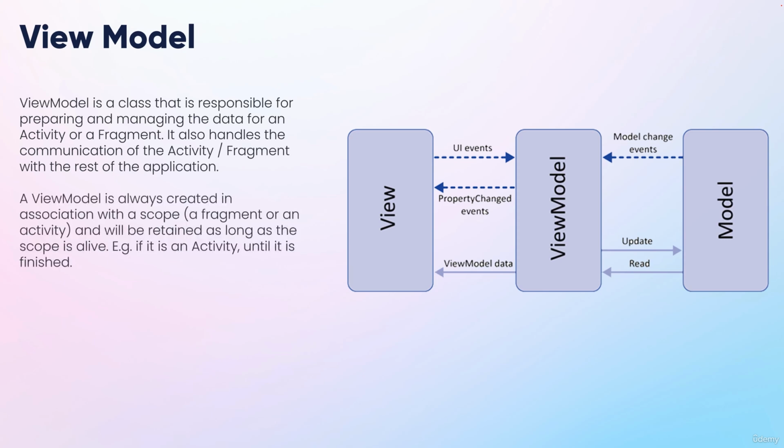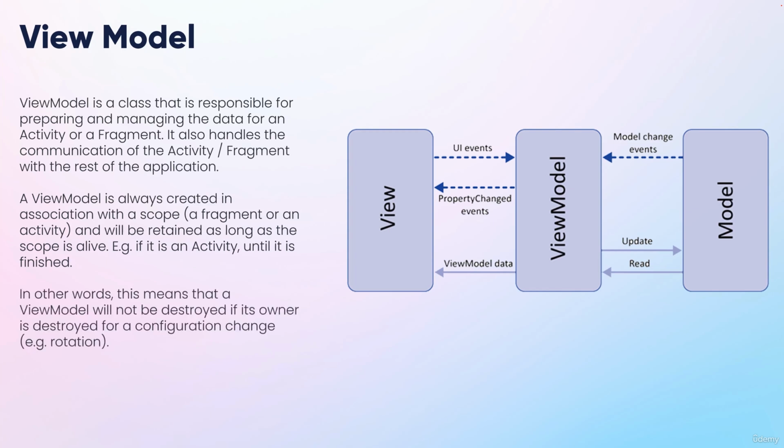A ViewModel is always created in association with a scope, a fragment, or an activity, and will be retained as long as the scope is alive. For example, if it is an activity, until it is finished. In other words, a ViewModel will not be destroyed if its owner is destroyed for a configuration change, for example, rotation of the screen.